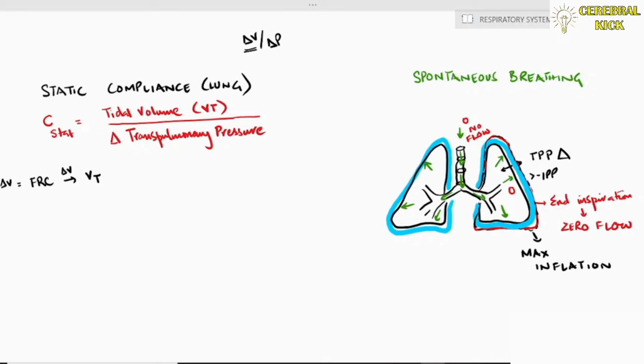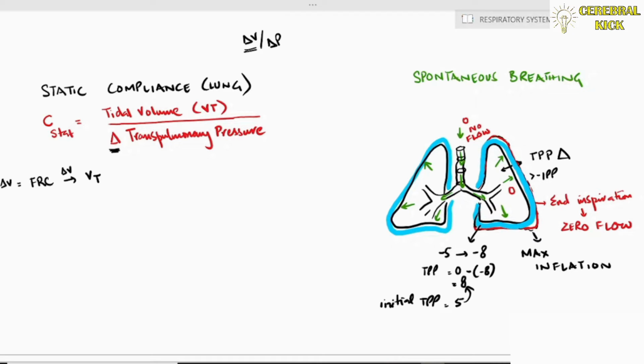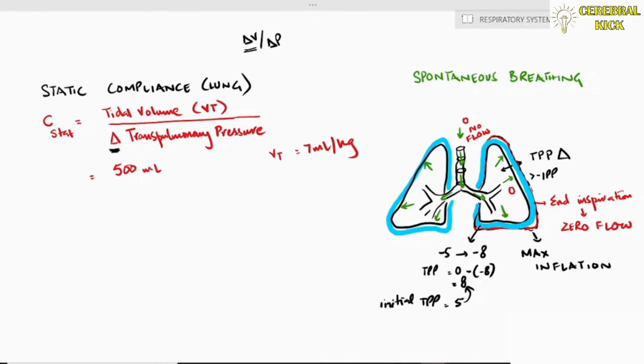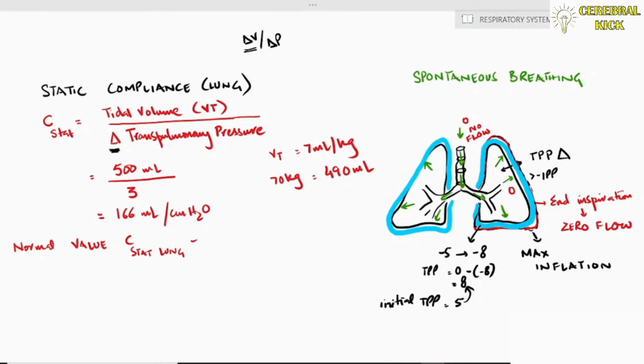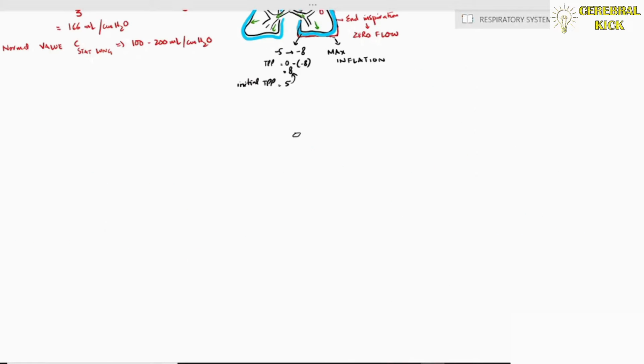We've already covered in lung mechanics that at end expiratory phase, the intrapleural pressure is -5 and it shifts to -8. So the net difference is 3, right? A 70 kg man with 7 ml per kg of tidal volume generates around 500 ml of tidal change for a net change of transpulmonary pressure of 3, and the compliance would be around 166. Normal value is 100 to 200 ml per centimeter of water.